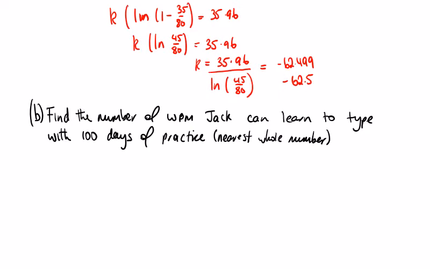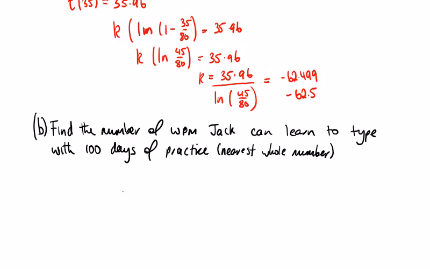Part B of this question, we're asked to find the number of words per minute Jack can learn to type with 100 days of practice, correct to the nearest whole number. So we have our function, minus 62.5, which we got for k, by the natural log of 1 minus x over 80 is equal to 100. So the first thing I need to do is divide by minus 62.5.